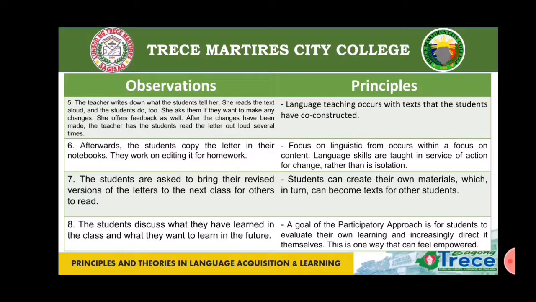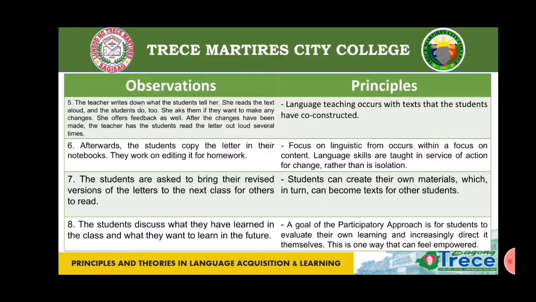So for the last, the students discuss what they have learned in the class and what they want to learn in the future. The principle: a goal of the participatory approach is for students to evaluate their own learning and increasingly direct it themselves. It is one way that they can feel empowered. So, as students, mas natututo sila for them in the future to discuss what they learn. So, the goal of this participatory approach is for them to feel empowered and confident about what they learn from their teachers. So, na-empower yung kanilang mga sarili.